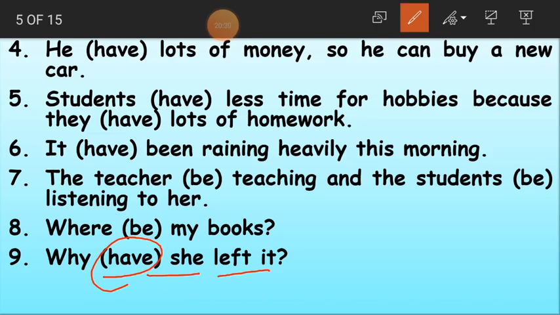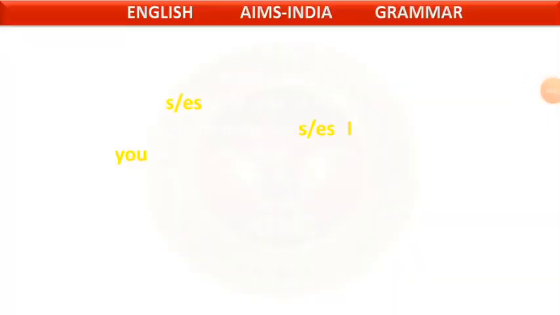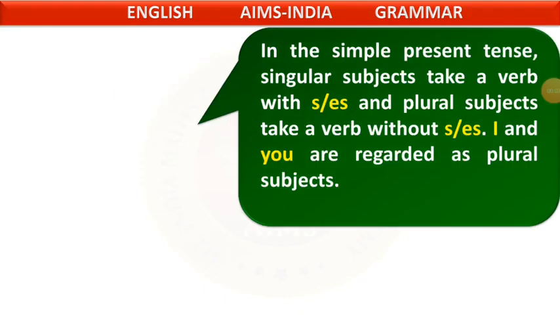And when the have verb is in singular form and it is set in the past tense, then this is going to change as had. You remember? It is going to change as had. Why had she left it? Because our verb is in past tense. Yes, children, are you clear with that? So clear with the tenses, subject and the verb forms.